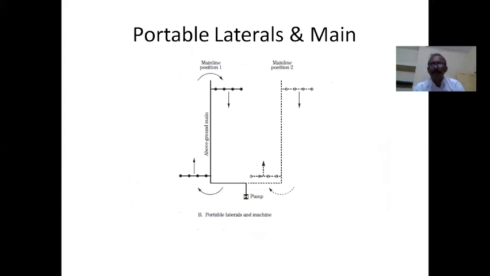Another is portable laterals as well as main. See here, this is what is very much used in India. You have this pump, this is the main pipe, and these are all laterals. All these are portable, laid over the ground. The main is laid over the ground, and laterals are operated. Once operation of this area is completed, the total main and the laterals are shifted to the adjacent location, and it is operated.